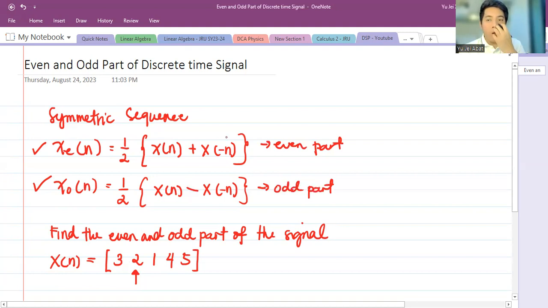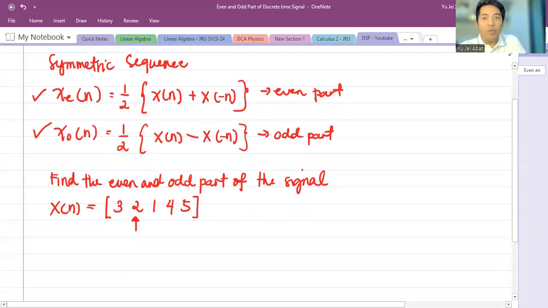So how do we do that? We can decompose the discrete time signal into its even and odd function. And when we add these two, we will be getting the original signal.